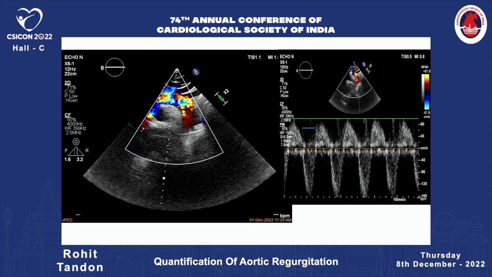And if you can't get the suprasternal view, you can go for the abdominal aorta. After you examine the IVC, go to the abdominal aorta, and there also, if you see prominent backflow, that will go for severe AR. Because there are sometimes bandages on the chest, on the neck, after surgery.